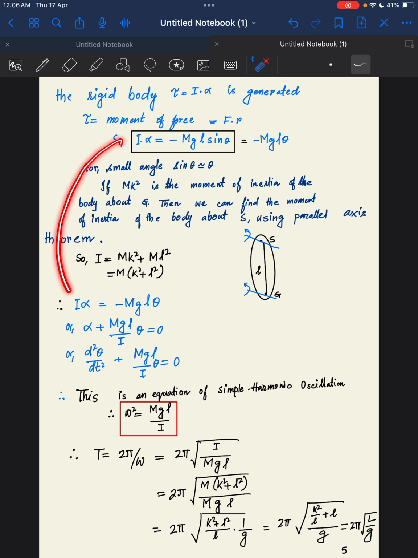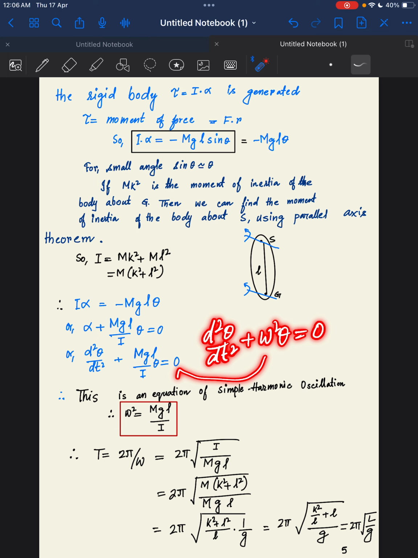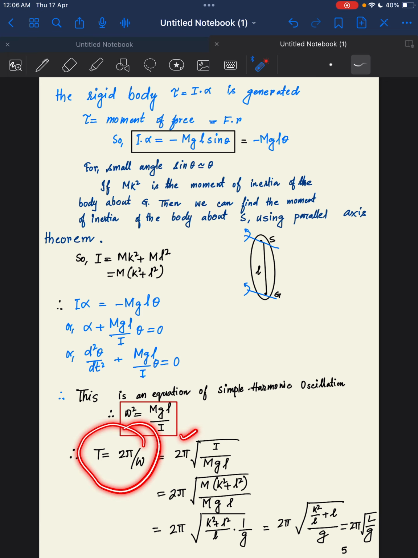So let us now rewrite this equation. I can write alpha as the second derivative of theta, d squared theta by dt squared, plus mgl by I into theta equal to 0. Can you imagine the type of this equation? This is nothing but the equation of simple harmonic motion, d squared theta by dt squared plus omega square theta equal to 0. If you compare these two equations, omega square is nothing but mgl by I. So now we can find the time period T equal to 2 pi by omega, so 2 pi root over I by mgl.